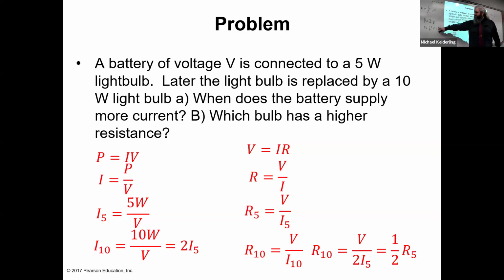Basically, because voltage is constant, power is proportional to voltage squared over resistance. To get more power with the same voltage, you use a smaller resistance. And that puts out more power.